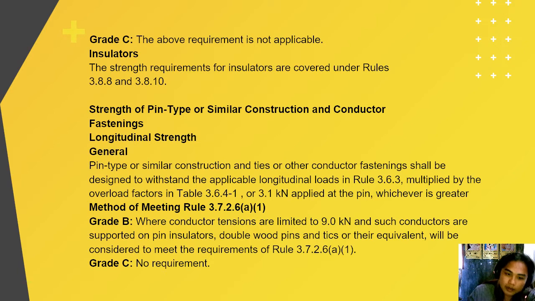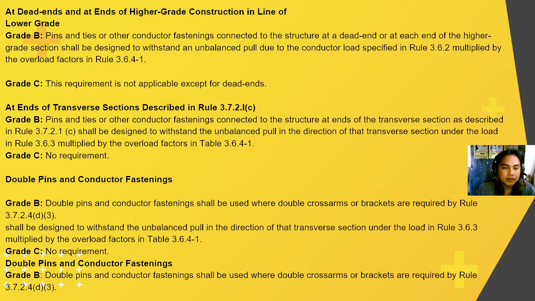Method of meeting rules. For grade B, where conductor tensions are limited to 9 kilonewton and such conductors are supported on pin type insulators, double wood pins and fixed ties or their equivalent will be considered to meet the requirements of the rule. Grade C is no requirement. At ends of higher grade construction in a line of lower grade: for grade B, pins and ties or other conductor fastening connected to the structure at a dead end or at each end of the higher grade section should be designed to withstand an unbalanced pull due to the conductor load specified in Rule 3.6.2 multiplied by the overload factors. For grade C, this requirement is not applicable except for dead ends.